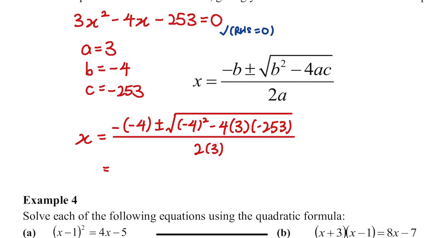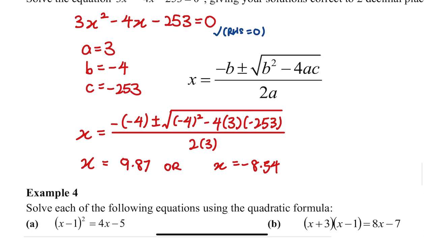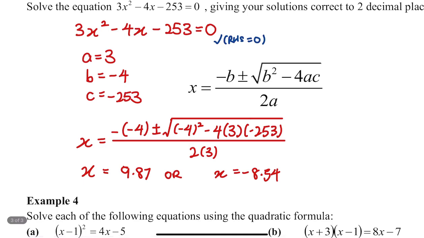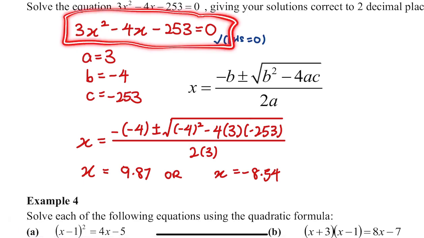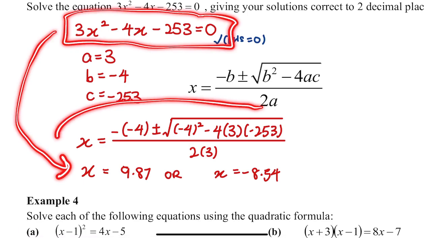You should have two answers. X should be equals to 9.87 or x equals to negative 8.54. Okay, I need to highlight this. Let's say you found a shortcut in your calculator to get from this step here to this step. Can I skip this step over here?